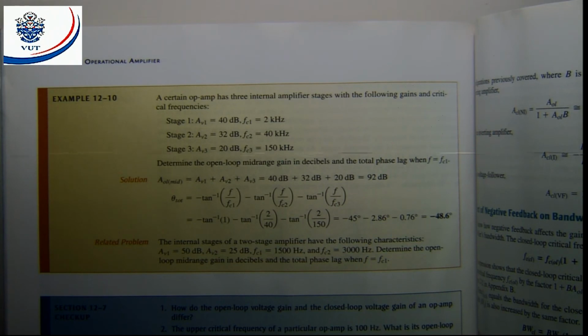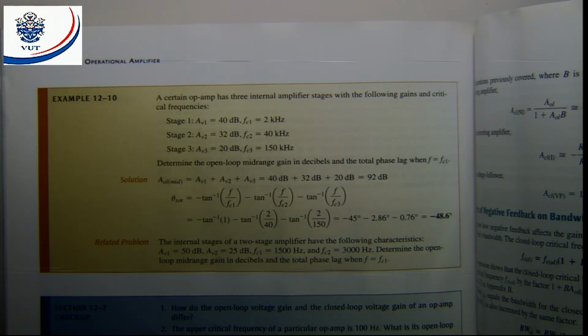They say determine the open loop mid-range gain in dB and the total phase lag when F is equal to FC1. The open loop mid-range gain is going to be AV1 plus AV2 plus AV3, and that will give me a total of 92 decibels. The total phase shift is going to be minus arctan of 1, minus arctan of 2 divided by 40, and minus arctan of 2 divided by 150, and that will give me a total phase shift of minus 48.6 degrees.